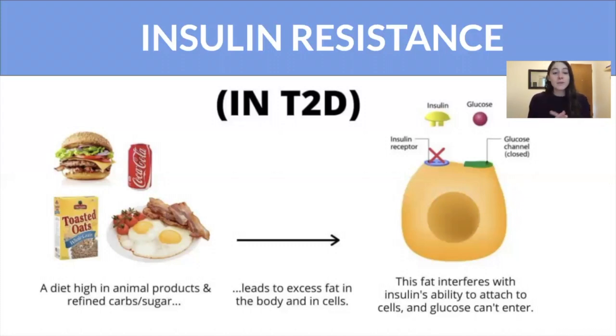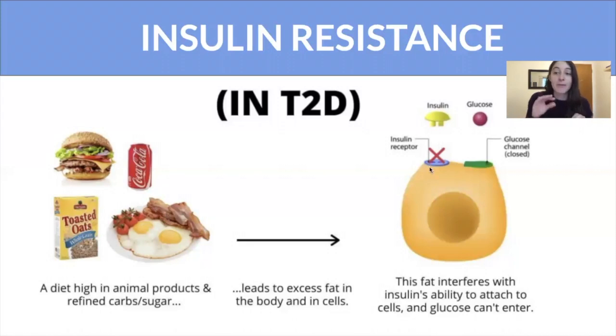So what happens is when you eat a diet that's high in both of these things, especially again, animal products, it leads to excess fat, not only in the body, but inside your cells. And what happens is this fat in the cells starts to accumulate and accumulate. And it starts to interfere with this little receptor right here.